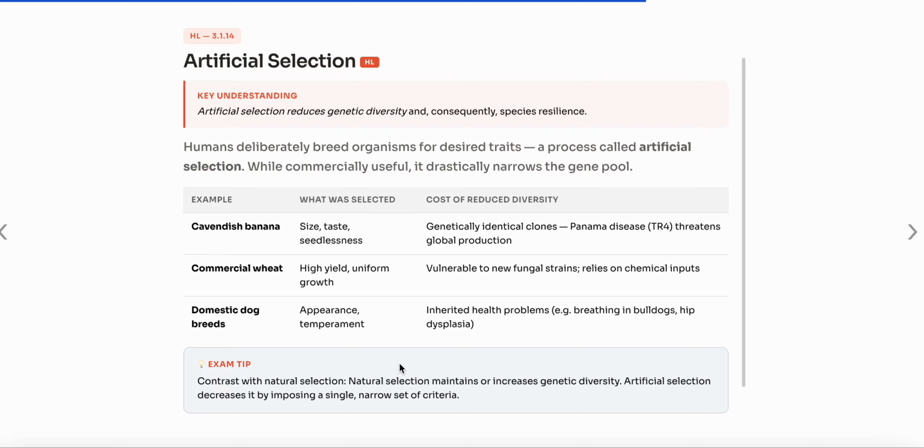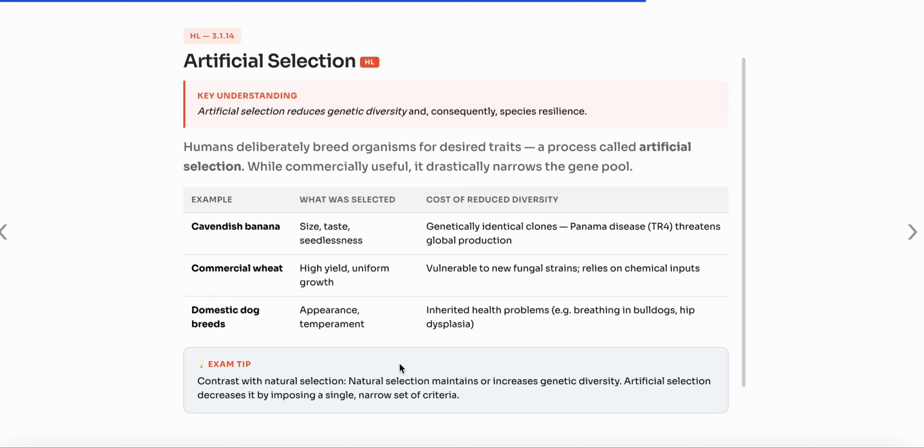While commercially useful, it drastically narrows the gene pool. For example, the Cavendish banana was selected because it has a good size and taste, and it is seedless. Because of that, we have created a genetically identical clone, vulnerable to diseases like Panama disease, which threatens global production. Commercial wheat has highly uniform yield and growth, but it is again vulnerable to new fungal strains because it relies on chemical inputs.